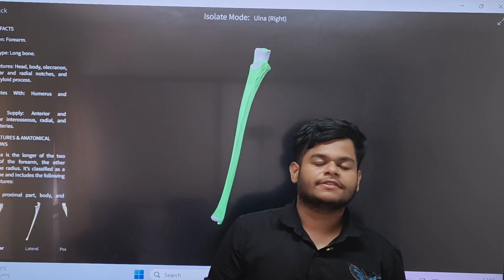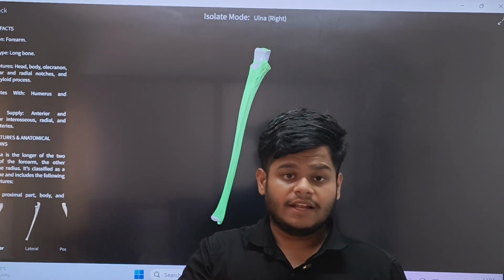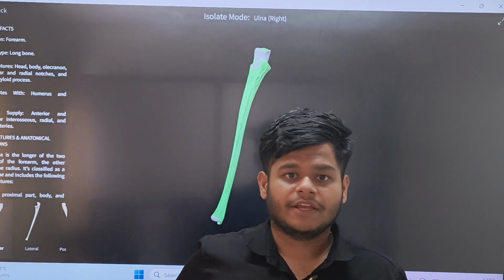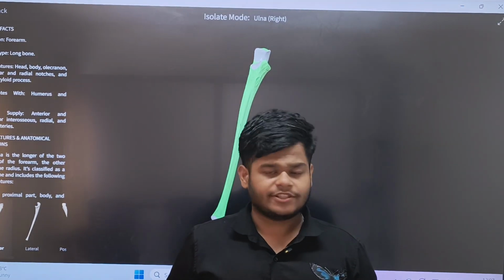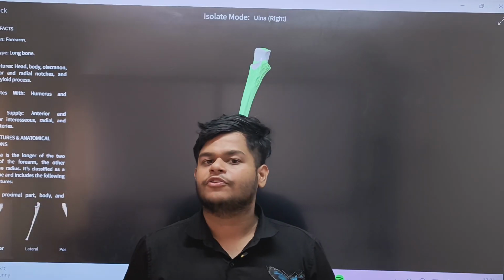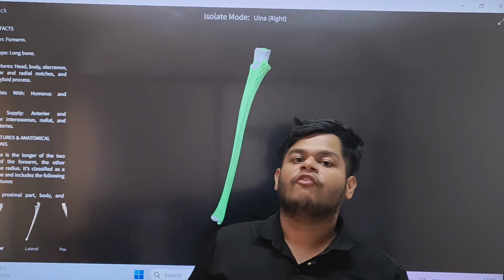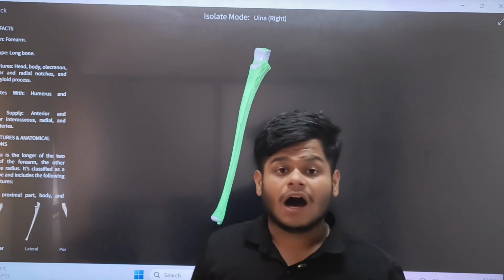Welcome, future doctors. In the previous lecture, we studied the lateral bone of the forearm, called the radius. In today's lecture, we will learn about the medial bone of the forearm, called the ulna.